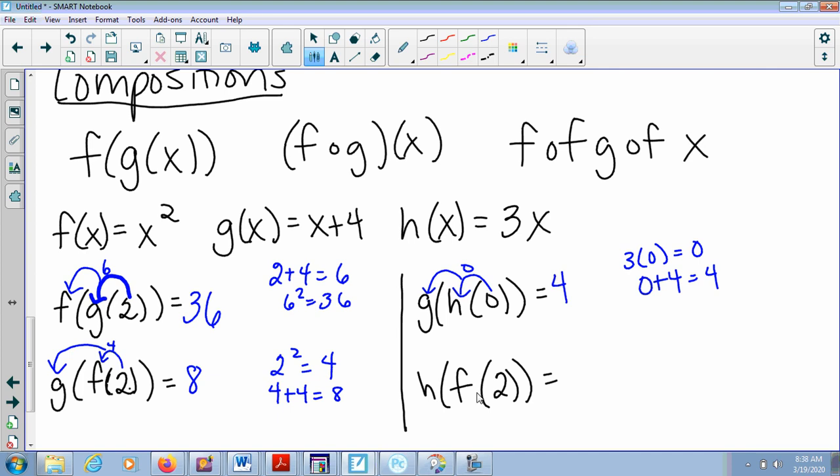Okay, see if you can try this next one before I tell you what to do. Hopefully you can get that one. Think about where the 2 is going. Then once you get that answer, you'll plug it into the h.